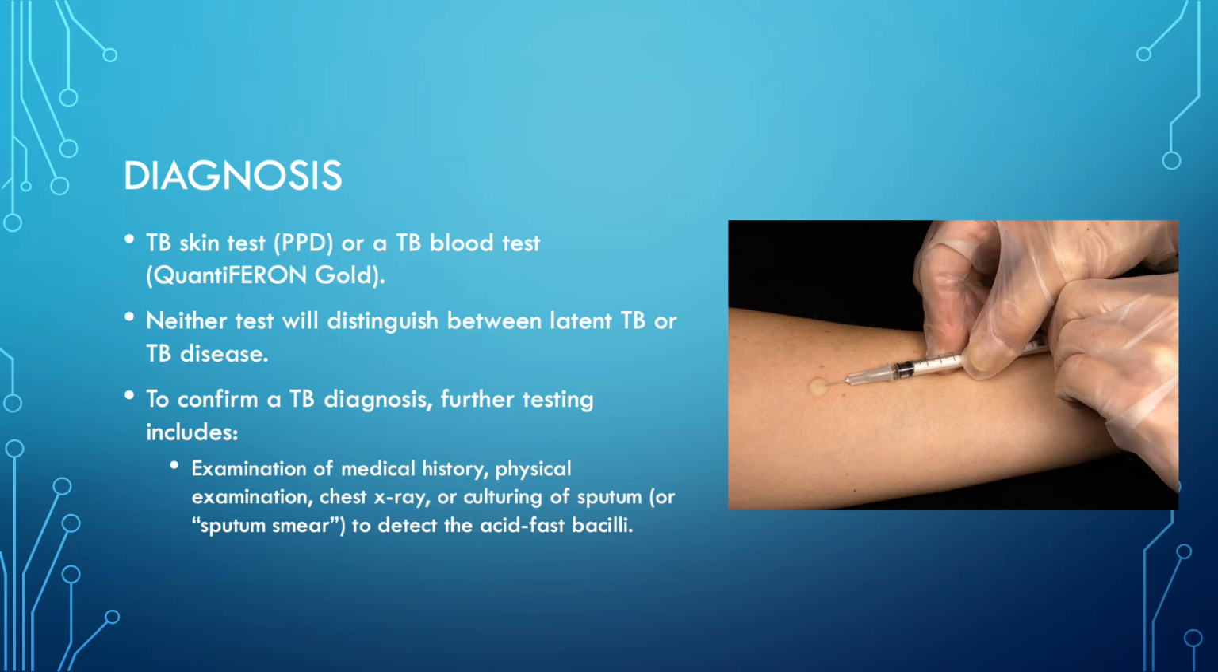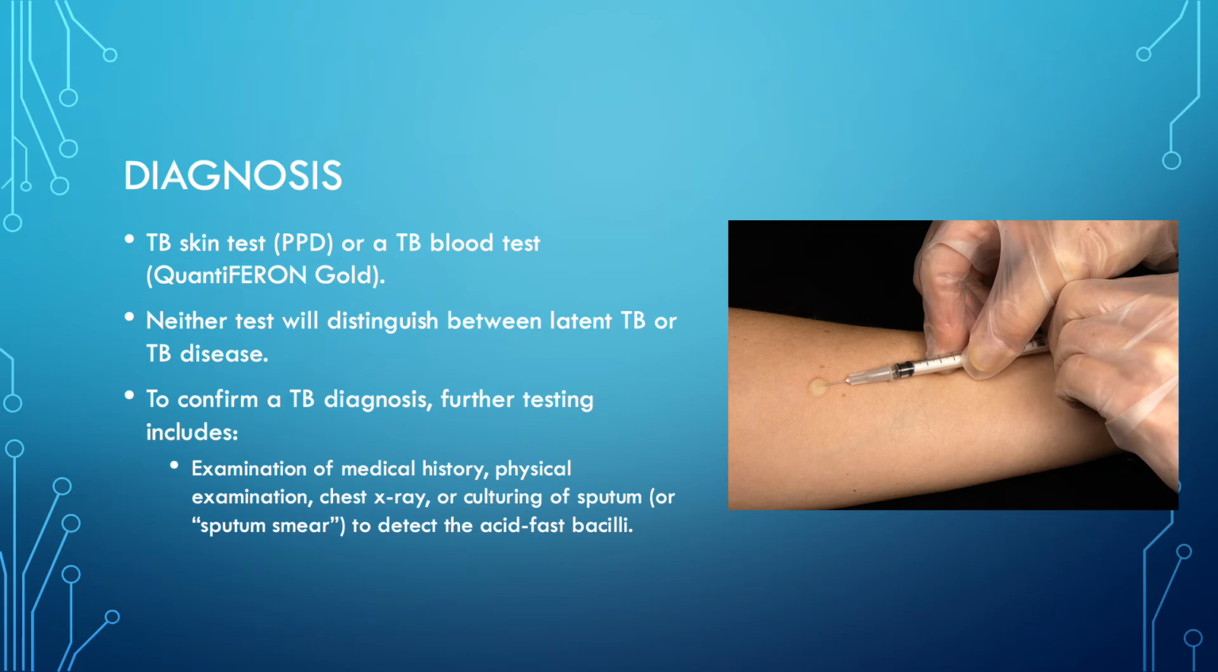The 2 kinds of tests that are used to detect TB bacteria in the body are a TB skin test, which is commonly known as a PPD, or a TB blood test, which is also known as QuantiFERON Gold. Both of these methods of testing will indicate that TB bacteria are in the body, but will not indicate whether the patient has a latent TB infection or it has progressed to TB disease. Since it's common for a TB skin test to produce either a false negative or a false positive diagnosis, it's important to undergo further testing to determine if the patient has active TB disease, especially if they're experiencing symptoms.